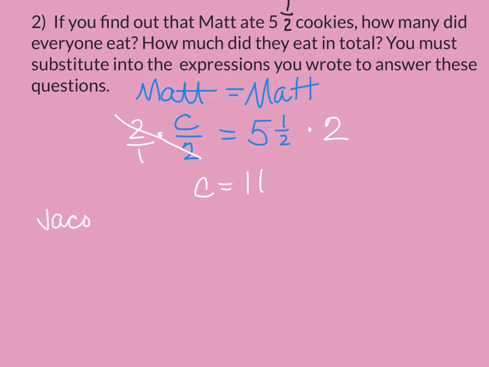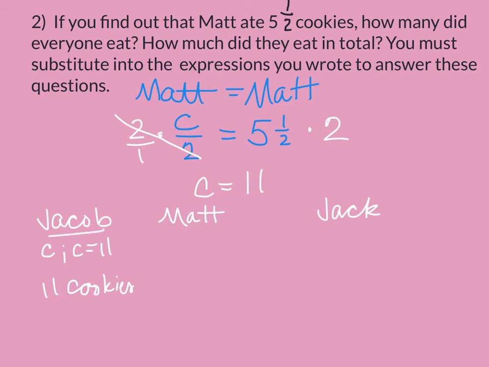And now we have each of the people. We've got Jacob, we've got Matt, which I know we just found, but we always double check, and we've got Jack. So let's see, the expression for Jacob was C. And I know now that C equals 11. I substitute in, and Jacob ate 11 cookies. Oh, yummy. Lucky him.